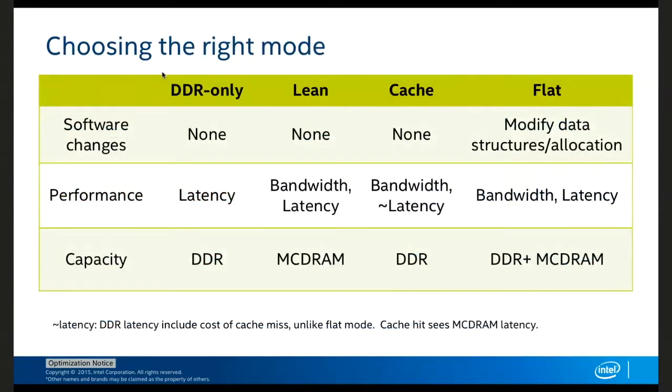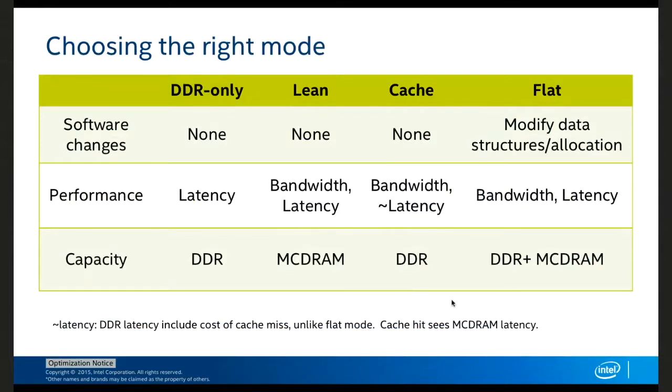So summarizing what you should do, obviously the flat mode requires software changes, the others don't. For performance, DDR only you'll get the latency, but the bandwidth is DDR. The rest are good, except note that there's a latency hit in cache mode, like 30 nanoseconds or something. And then the capacity is obviously consistent.